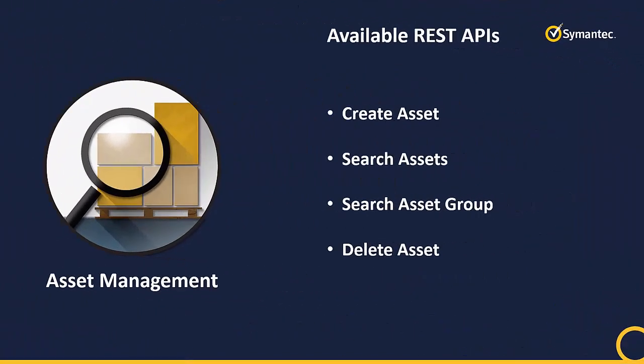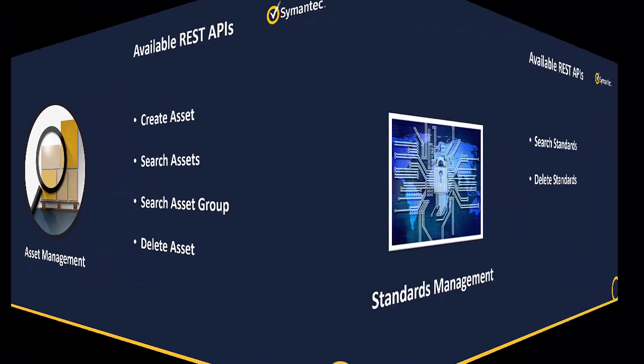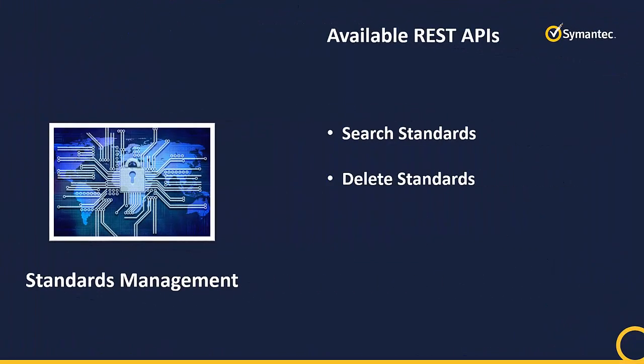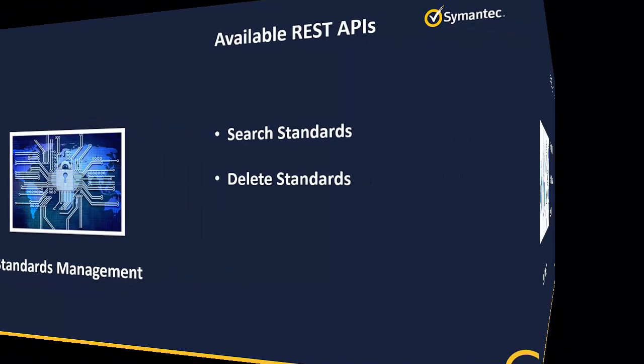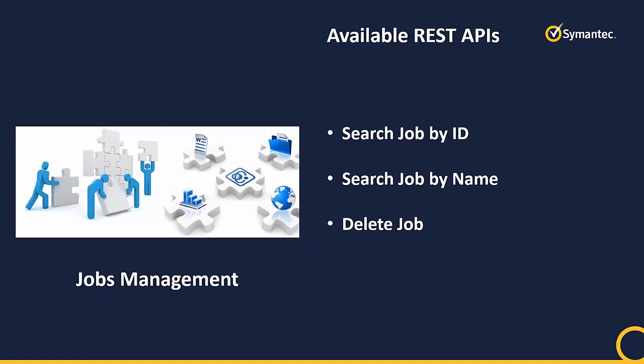To manage your assets, you can use APIs such as create asset, search assets, search asset group, and delete asset. To manage technical standards, you can use the search standards and the delete standards APIs. To manage jobs, you can use APIs such as search job by ID, search job by name, and delete job.